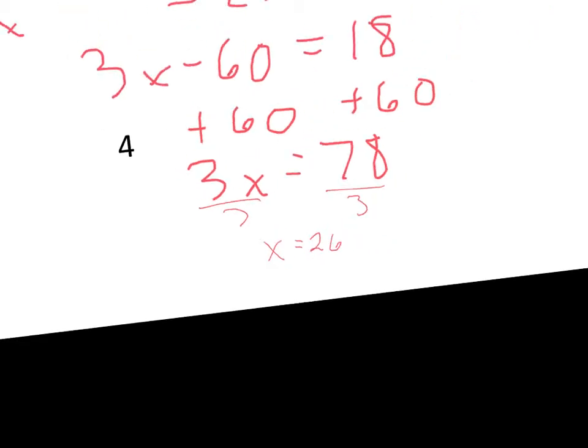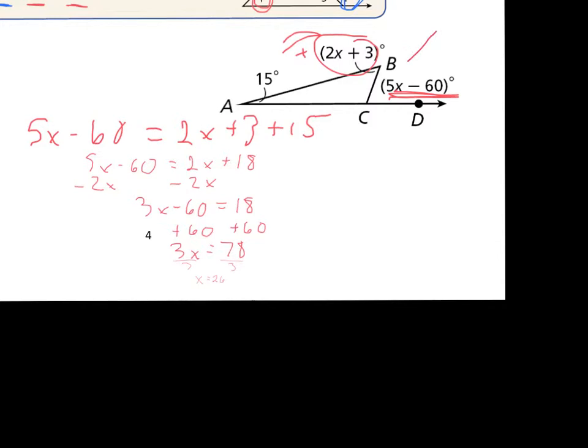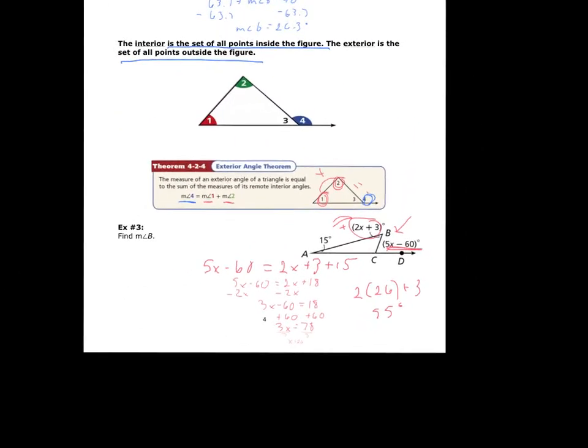But that is not our solution. It asked us to find measure angle B. So we need to plug back into 2x plus 3 what we found for x. That would be 2 times 26 plus 3, or 55 degrees. So you just need to remember that your two remote interior angles are equal to your exterior angle, and you need to know how to set up an equation.